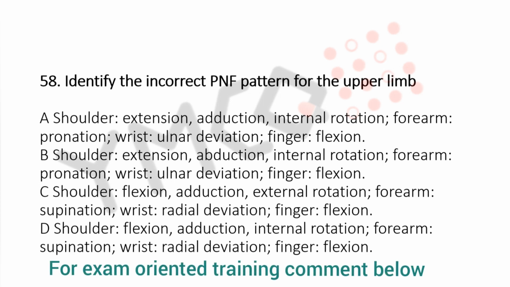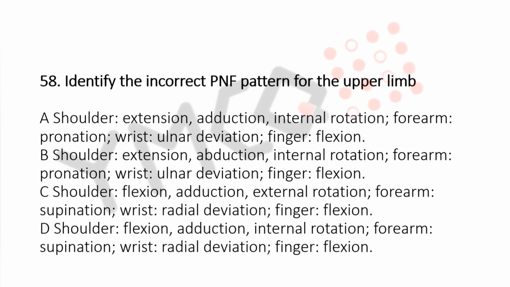Identify the incorrect PNF pattern for the upper limb. A. Shoulder, extension, adduction, internal rotation, forearm, pronation, wrist, ulnar deviation, finger, flexion. B. Shoulder, extension, abduction, internal rotation, forearm, pronation, wrist, ulnar deviation, finger, flexion.